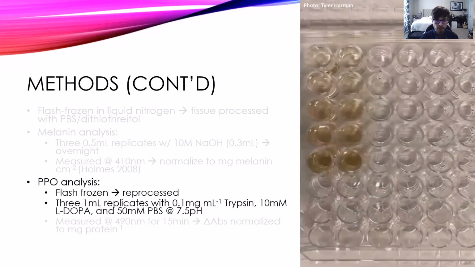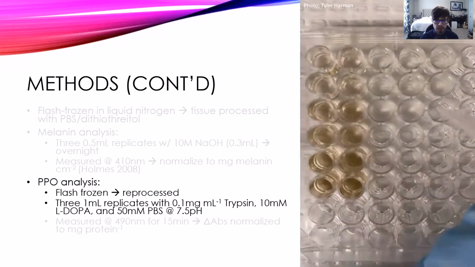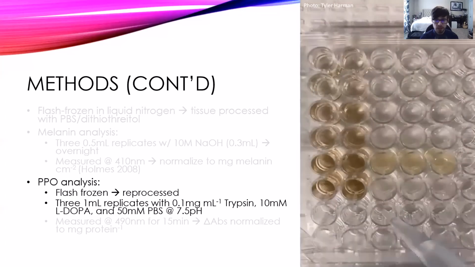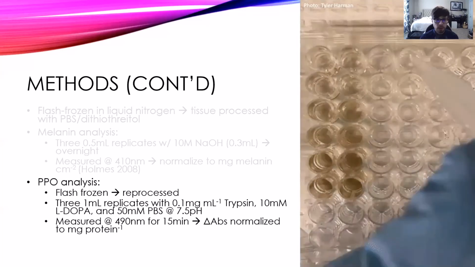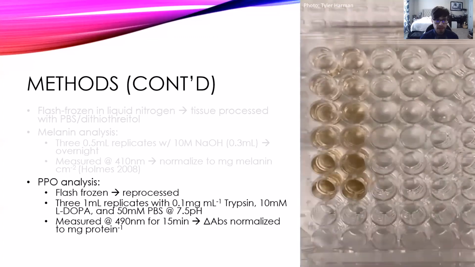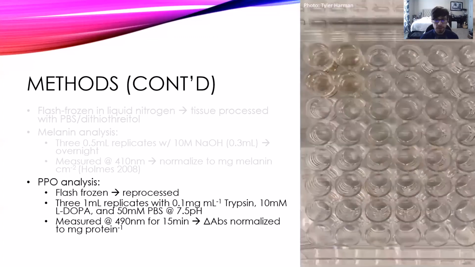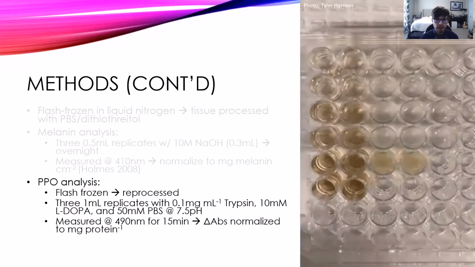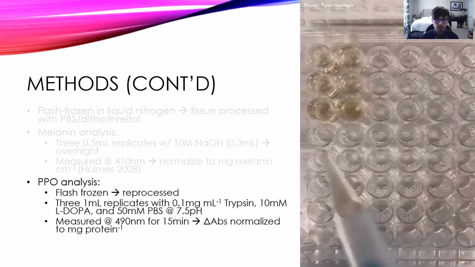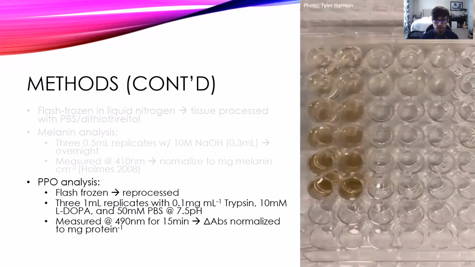These 3 replicates were then added to 96 well microplates, with additions of trypsin, L-DOPA, and a PBS solution to each well. These plates were analyzed at 490 nanometers over a period of 15 minutes to determine the change in absorbance over time, and these data were normalized to milligrams of protein that were run through Bradford protein assays.